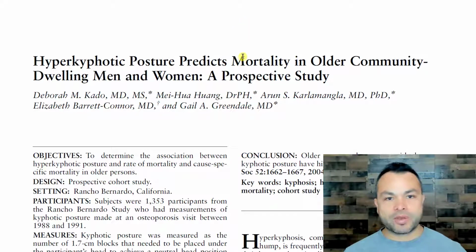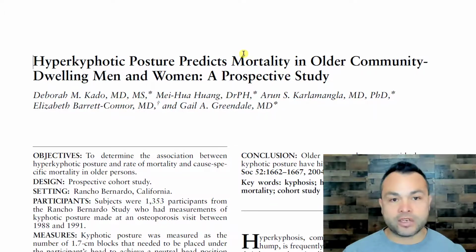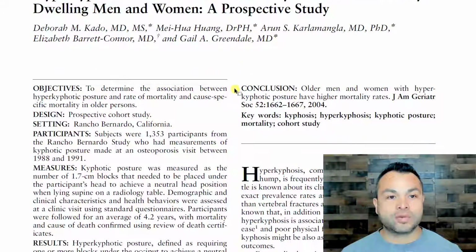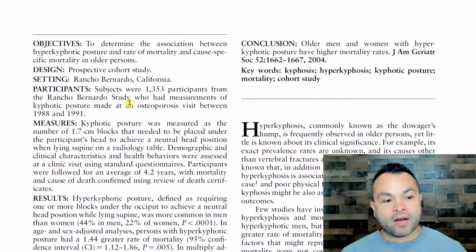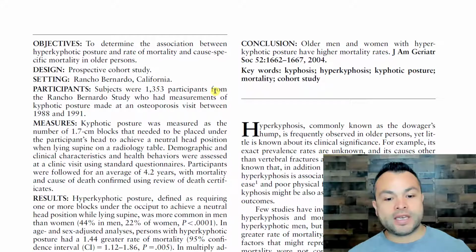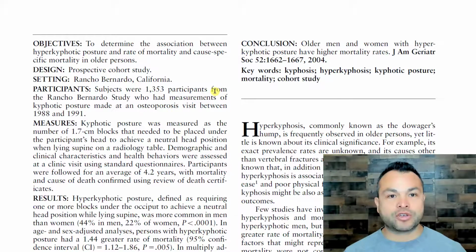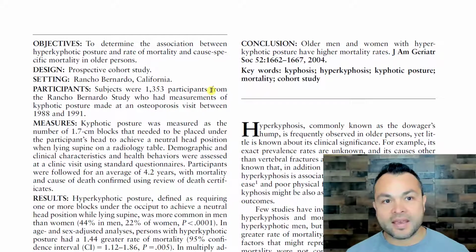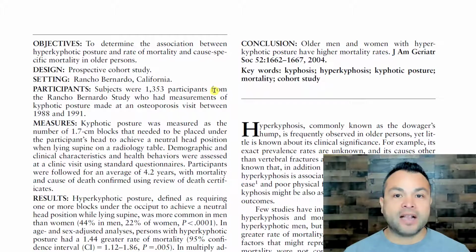Now, this was a paper that was published by the Journal of American Geriatrics Society, volume 52, issue 10, and this was in October of 2004. So like I said, this was actually a while back. Now, from the abstract, we learned that the objectives of this study were to determine the association, the connection between hyperkyphosis, hyperkyphotic posture, again, humpback posture, and the rate of mortality, the rate of death, and cause-specific mortality. In other words, they were able to connect specific types of deaths with this type of posture.